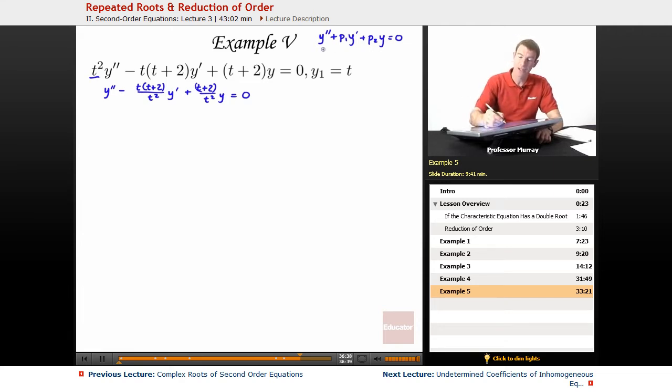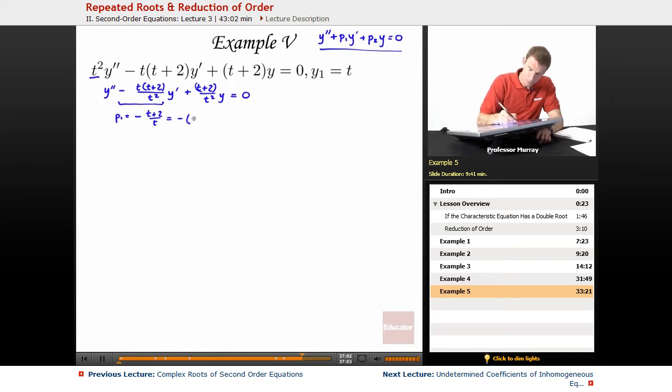So now I've got it into this form, and so my p1, I can actually simplify that. If I cancel that t with that t squared, it's negative (t plus 2) over t, and I could even simplify that some more. That's negative (1 plus 2 over t).